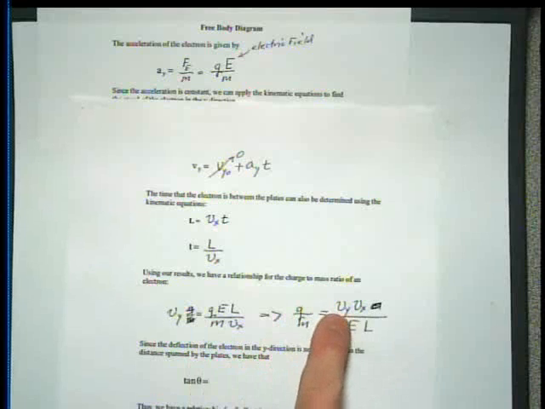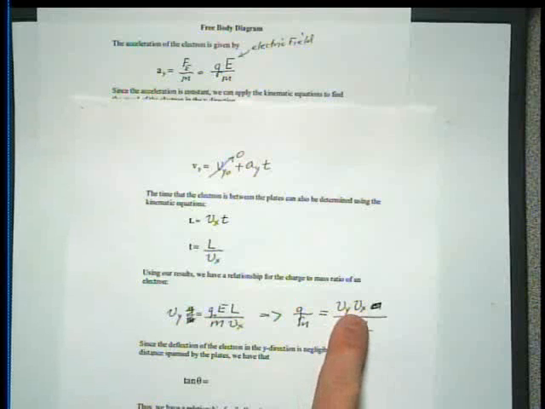My problem, this is the final speed at which it leaves going vertically upward. How am I going to measure that? This is the horizontal speed. How am I going to measure that? This is the length of the plate. Well, I can use a ruler. I got that one down. This is the electric field.